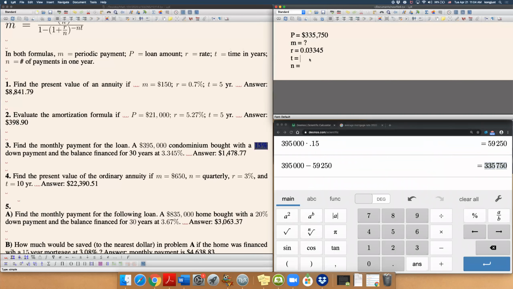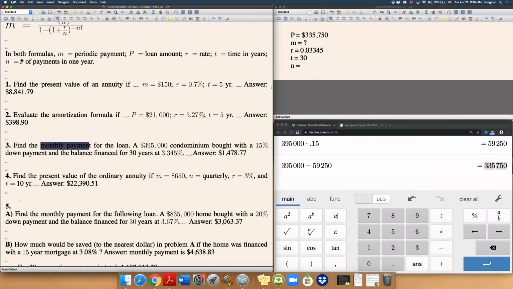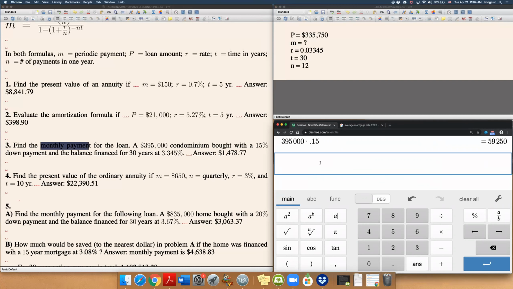All right, so that's our rate. Time is 30 years. That's a typical length of a mortgage, usually 15 years or 30 years. And N is not said specifically. No, actually it is said specifically. It said monthly payments, so monthly payments means 12. And it says find the monthly payment.